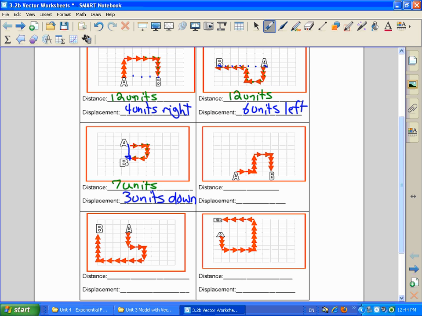Okay, 3 more here, guys. Taking a look at our distance, 1, 2, 3, 4, 5, 6, 7, 8, 9, 10, 11, 12 units. Okay. And our displacement is how far have we gone? We've gone 1, 2, 3, 4 units to the right.